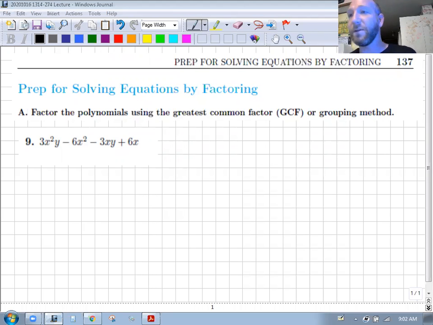So we're on page 137. We're going to factor the following polynomials using the greatest common factor, GCF, or grouping method. So if we look at this one here on number 9, there's x's, there's y's, and then there's coefficients. We see 3's and 6's.